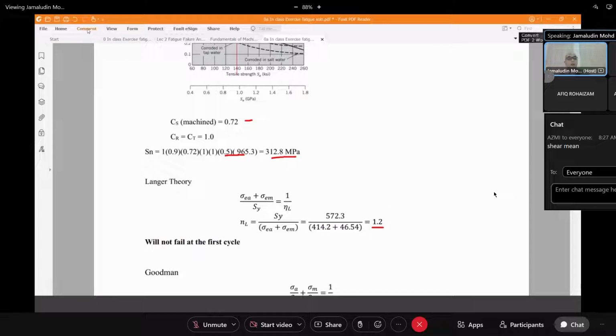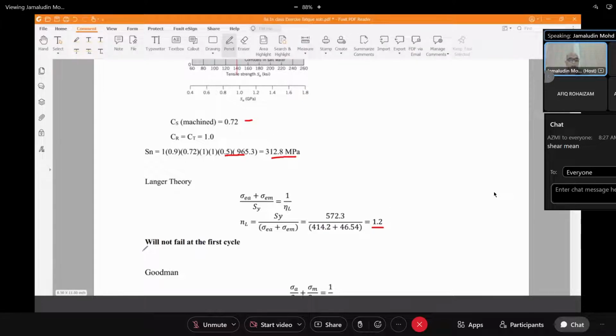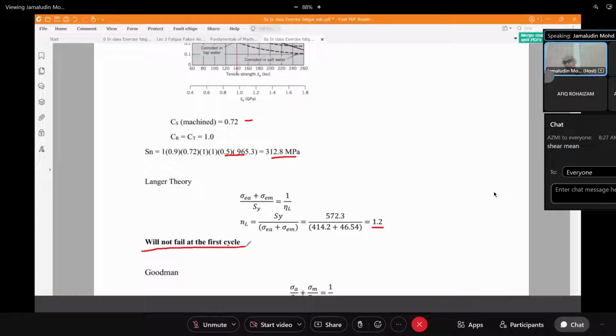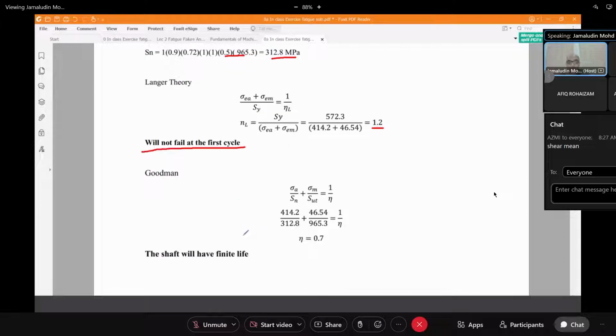That means what you conclude here is that we will not fail at the first cycle, meaning that the part will not fail due to the static. That means fatigue will play the role now. All right. Then we go for Goodman. After that, we can go for Goodman because Goodman will determine whether it's going to be infinite or finite life. Okay, we insert into the equation, then we invert the value, we get 0.7, meaning that the shaft will have a finite life. That's the conclusion here.